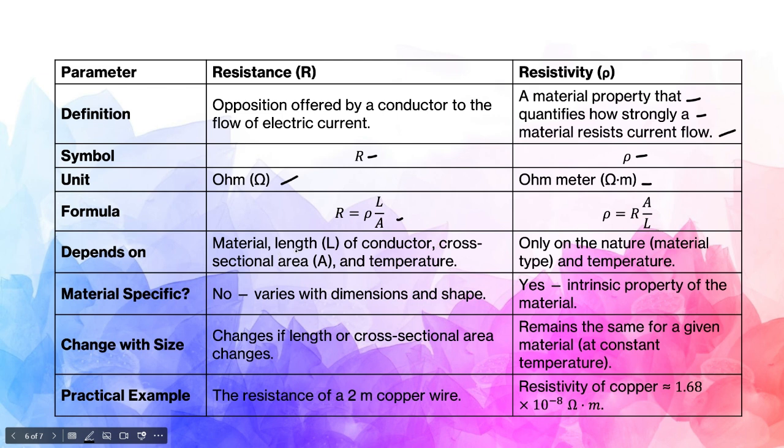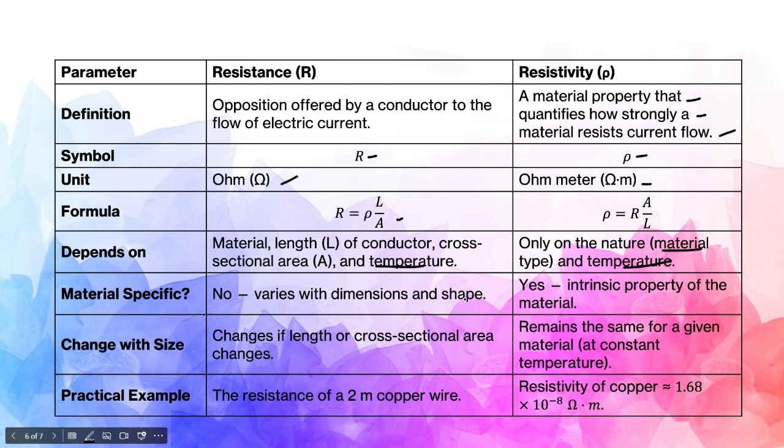Resistance depends on the material, length, conductor cross sectional area, and temperature. And resistivity depends on, of course, the material type. If you compare aluminum and copper, the resistivity will be different. And it also depends on the temperature. As the temperature increases, the resistivity increases in case of most of the materials.